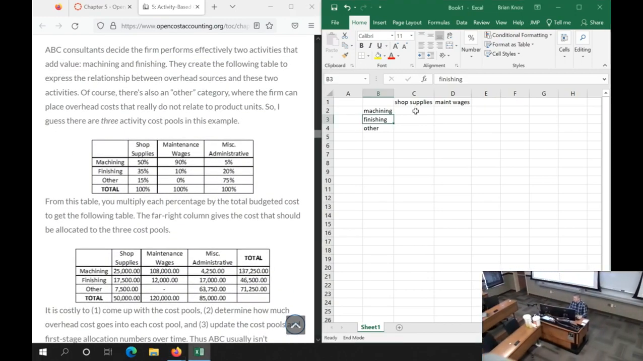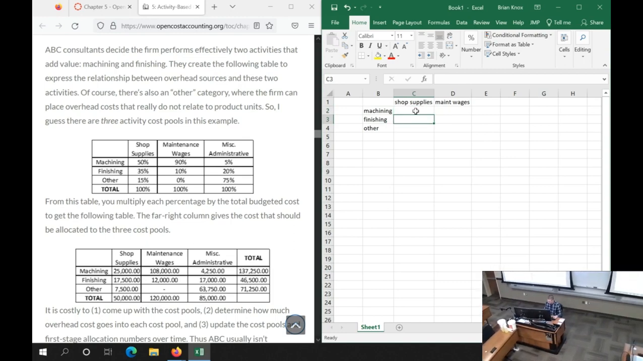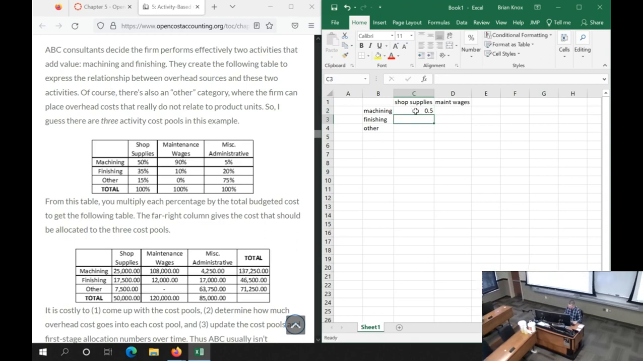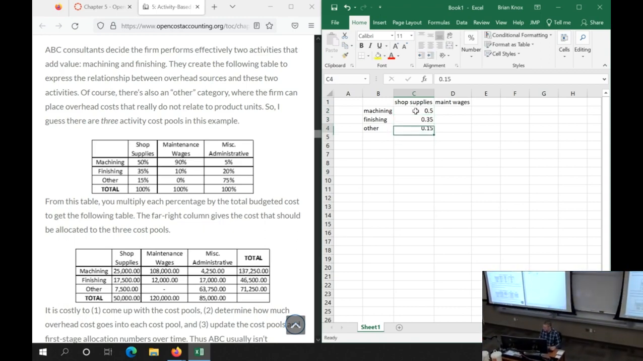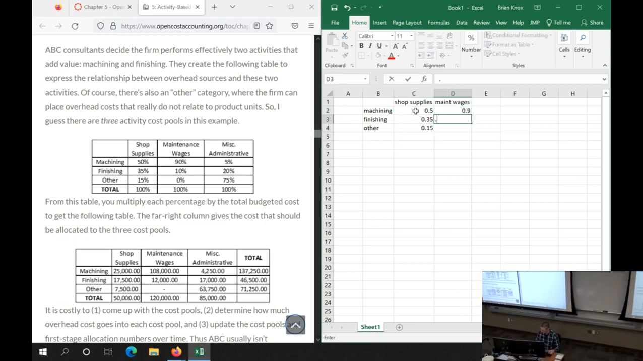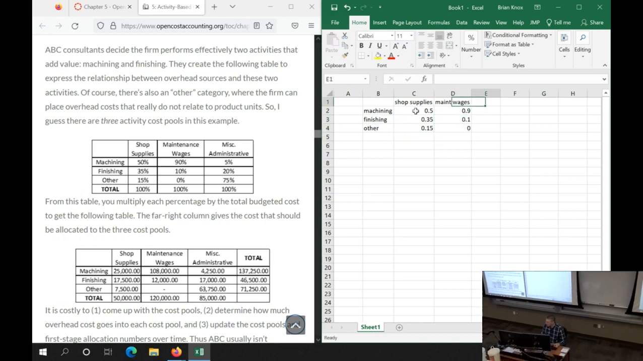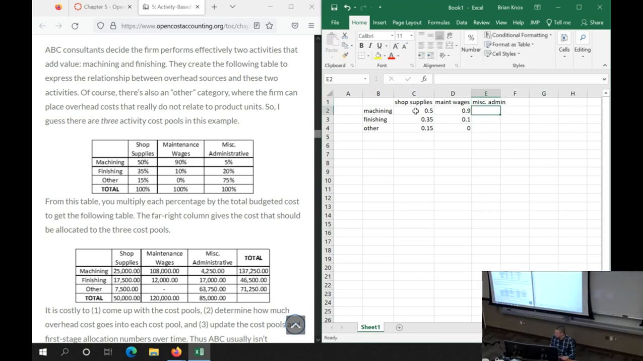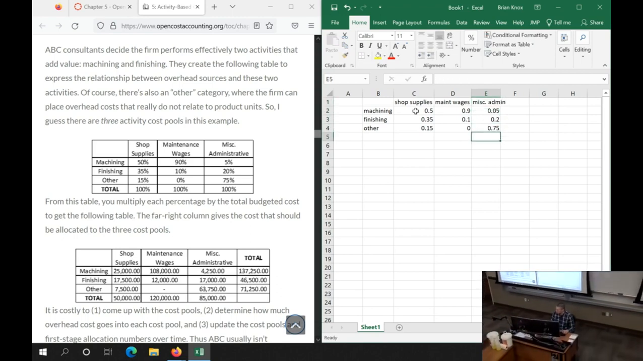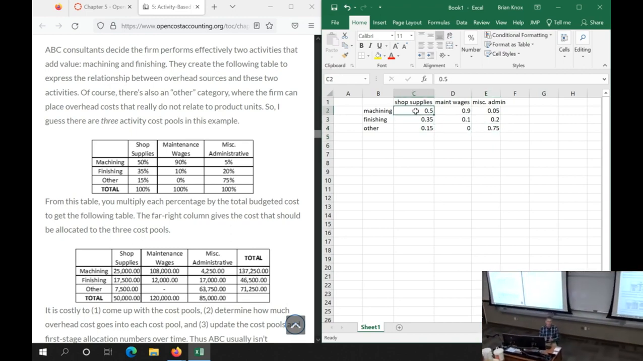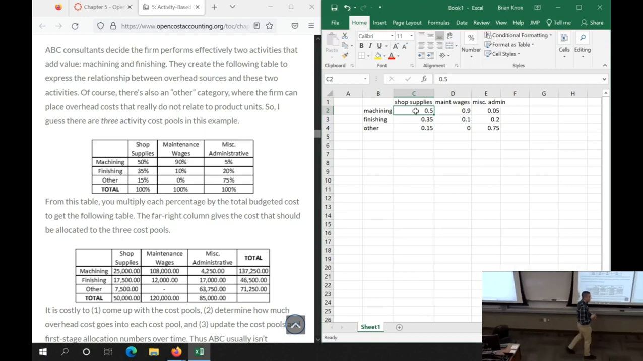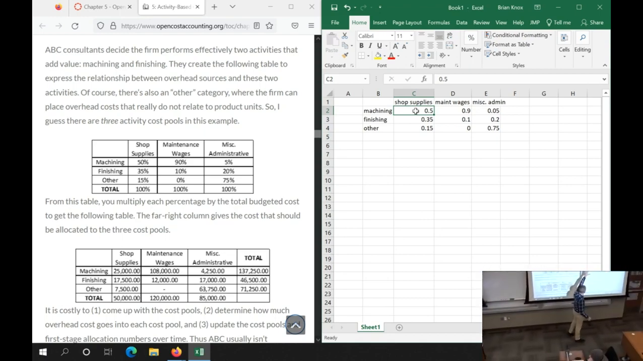Okay, so let me just copy over what we have here. Through this cost study we did, 0.5. Through a cost study that we have to do beforehand. Oh, miscellaneous administrative is also another general ledger category we have. We have discerned these percentages, which says, okay, shop supplies, 50% of shop supplies is due to machining.